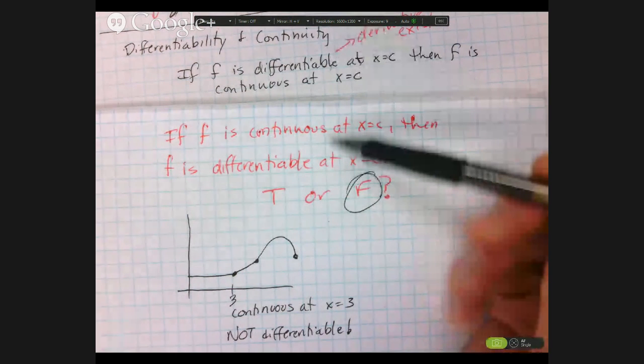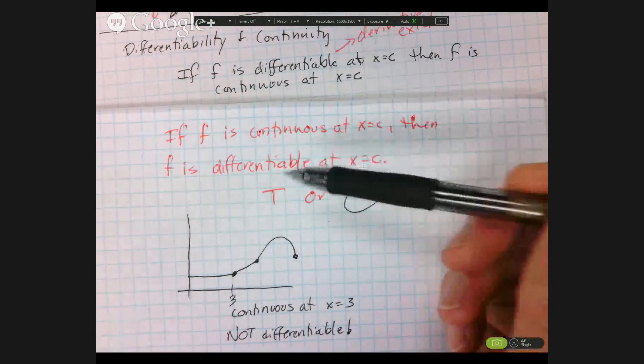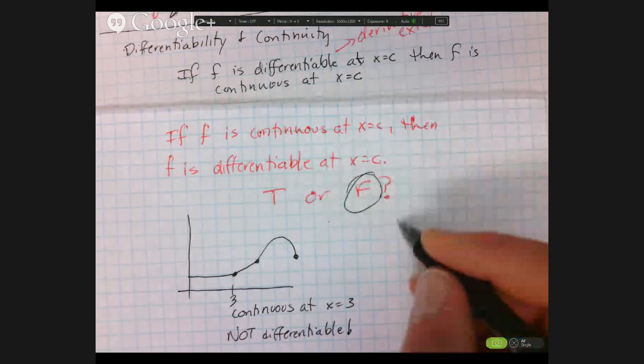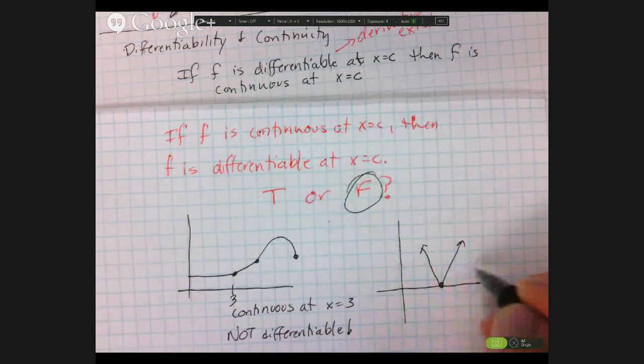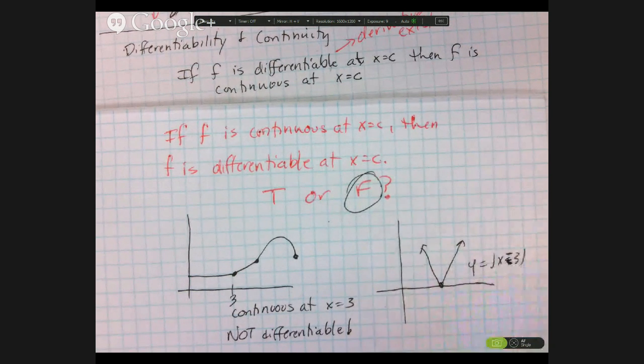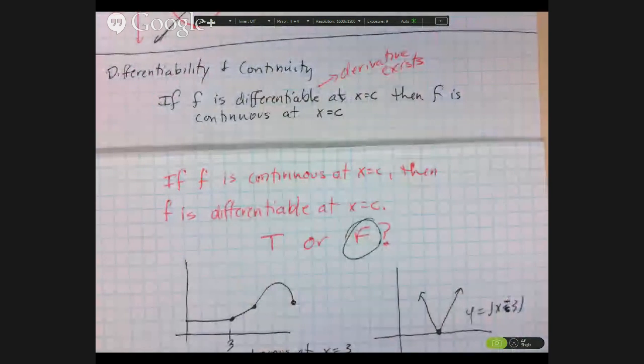If it's continuous, it does not mean it has a derivative. Okay, here's another perfect example: absolute value of x minus 3. Those are continuous, not differentiable. But if it is differentiable, it has continuity.